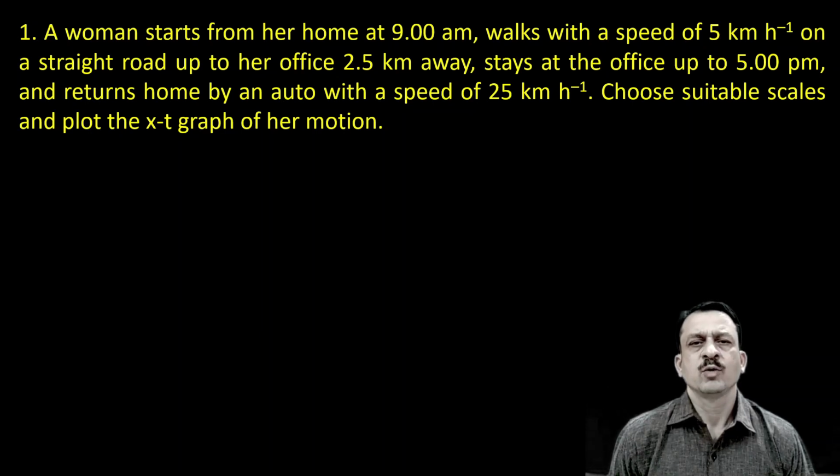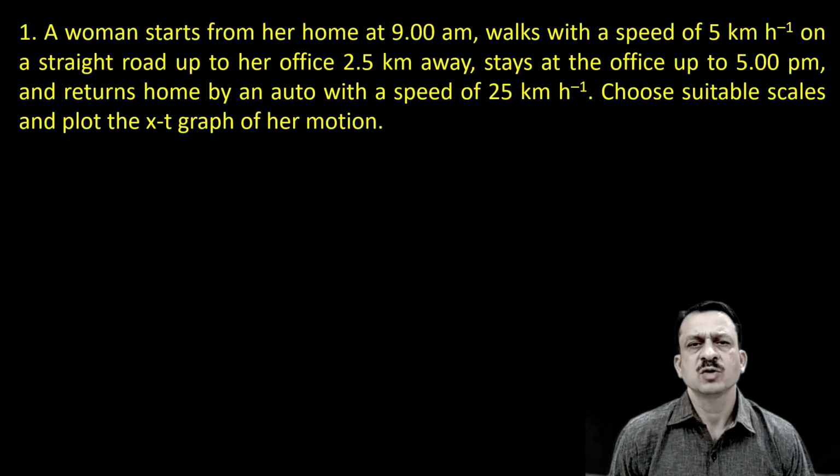Now here a woman is going to office. She leaves home at exactly 9 a.m. and reaches the office at 9:30, which is 2.5 kilometers away, and she stays in the office up to 5 p.m. in the evening. After 5 p.m. she returns home by an auto with a speed of 25 km per hour. Now we have to draw the x-t graph for her motion.